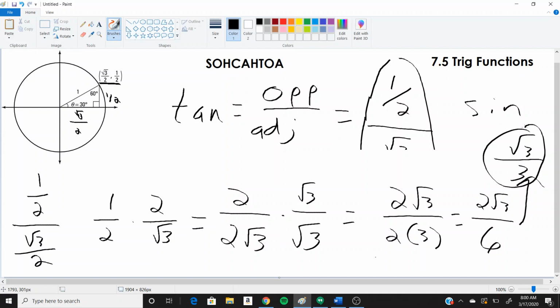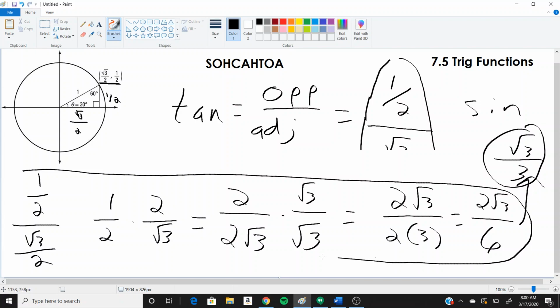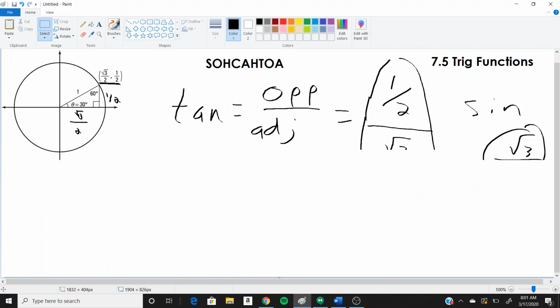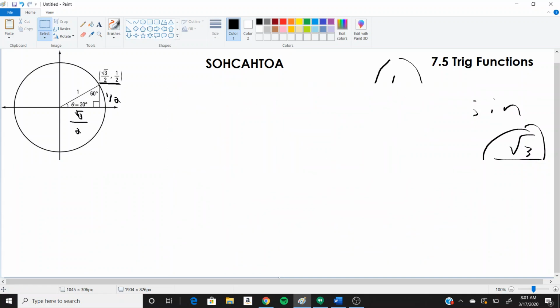Now, that's a lot of math, right? This is a lot of math, but you'll get really used to this because we're going to be doing this a lot for the unit circle. So those are the 3 basic ones that every student learns: sine, cosine, and tangent. But there are actually 3 more, and we're going to learn those today as well.